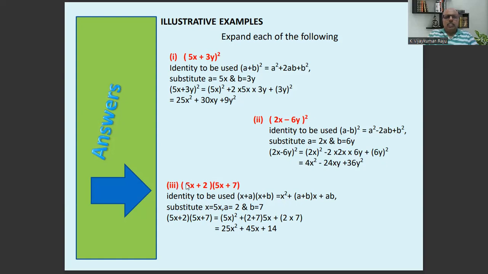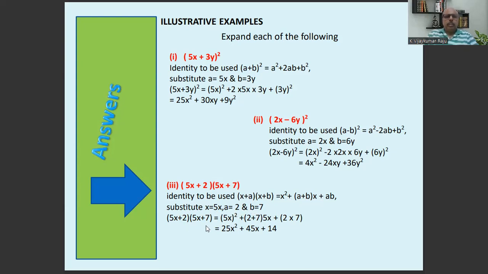Now the third identity: (5x + 2)(5x + 7). The first two terms are same, then the other two terms a and b are different. So the identity to be used is (x + a)(x + b) is equal to x squared plus (a + b) into x plus ab. So x is 5x, a is 2 and b is 7.